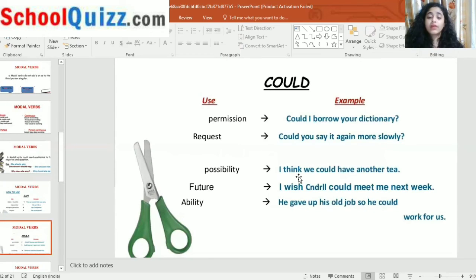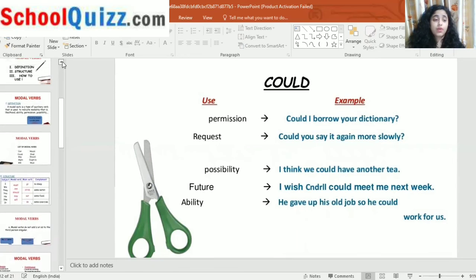How can we write possibility? I think we could have another tea. Future: I wish Kindrel could meet me next week. Ability: he gave up his old job so he could work for us. So these are some examples of how could can be used as a modal auxiliary. It can be used for asking permission, for the request, for the possibility, for future, and for ability. So today we have studied till this.